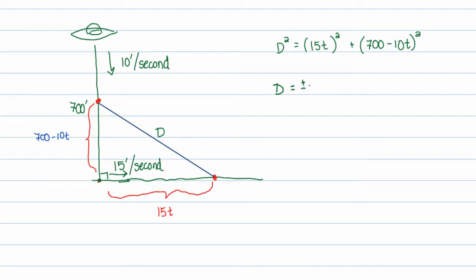It used to be, and it still is in mathematics, that when you take the square root of both sides, you get a plus or minus. 15 squared is 225 t squared, and I'm just going to leave this as plus 700 minus 10t squared and cross my fingers and hope that I don't have to do anything else with it. But one thing I want to mention here, distances are never negative. So we don't have to actually worry about the negative. In application problems, you almost always can throw out the negative value, because you're usually asking for how long it took for something to happen, or how far away are you, or something like that. And that just won't be a negative number.